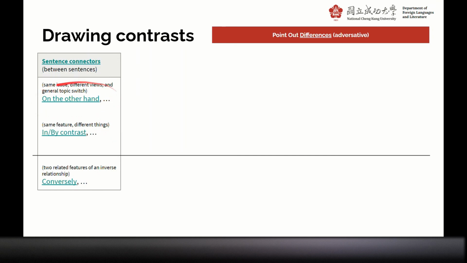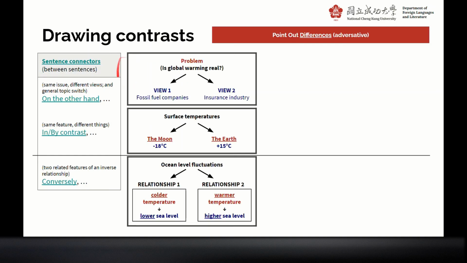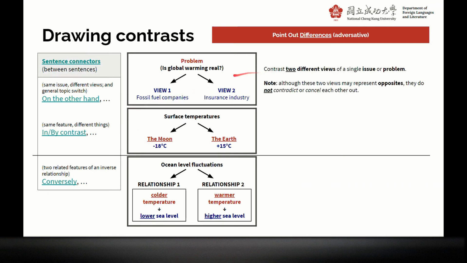In general though, "on the other hand" is a good one. You can use it in any general sort of topic switch. Here are 3 examples. It might look a little complicated, but bear with me here. So the first one is talking about, let's say you're given an IELTS essay topic, and they want you to compare 2 different viewpoints.